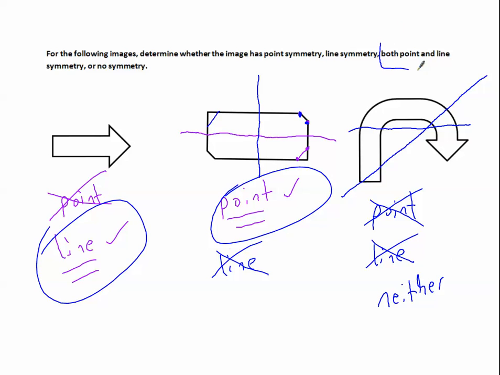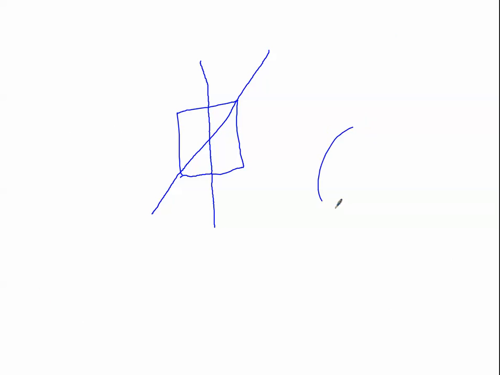Things that might have both are things like regular polygons. Like if you had a square, you could rotate that 90 degrees or 180 degrees and it would end up in the exact same spot. You could draw a lot of different lines of symmetry through it and it would end up exactly like itself. A circle has a ton of different symmetries. You can rotate it any number of degrees and it would work. So it would have point symmetry. It would have line symmetry wherever you could draw a line straight through the center. So these kinds of things would have both point and line symmetry.